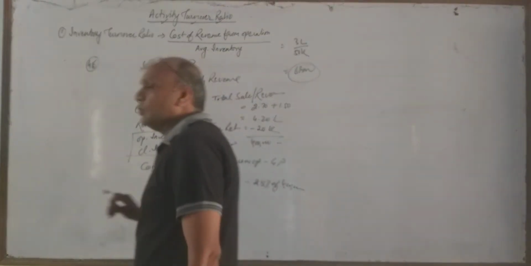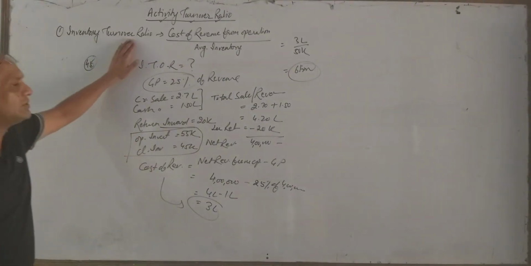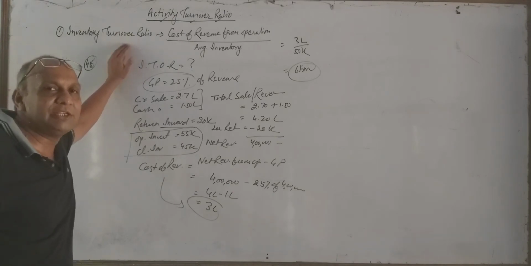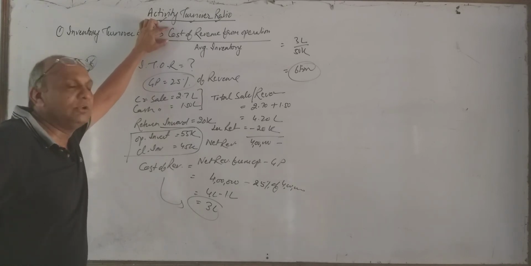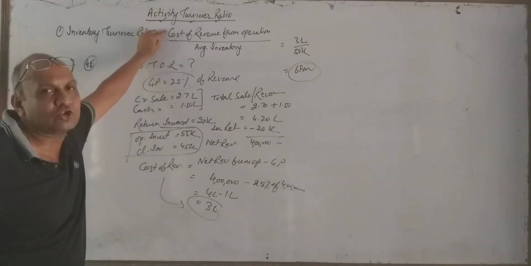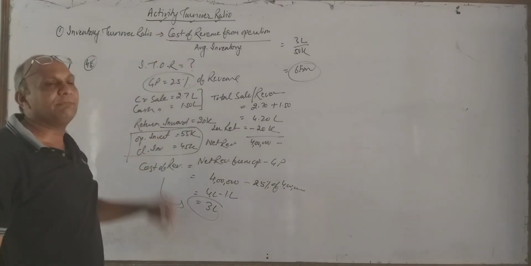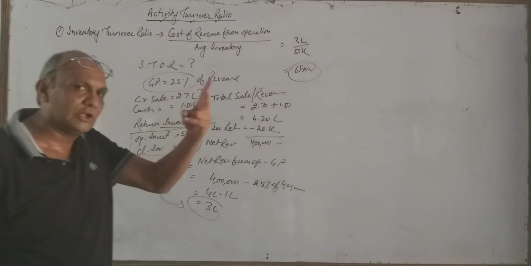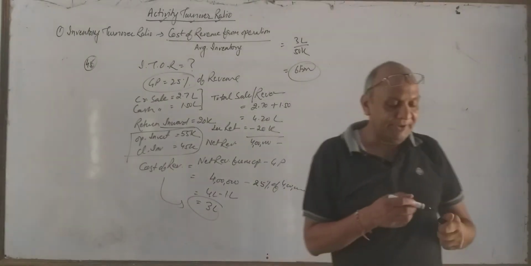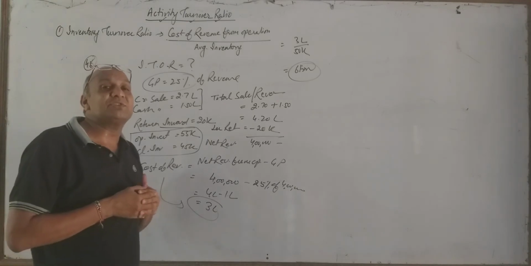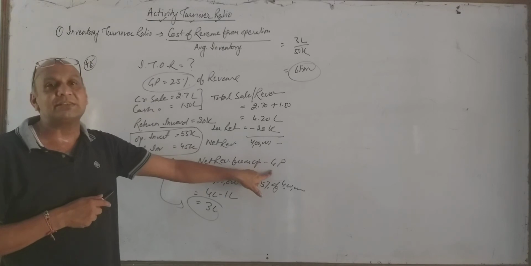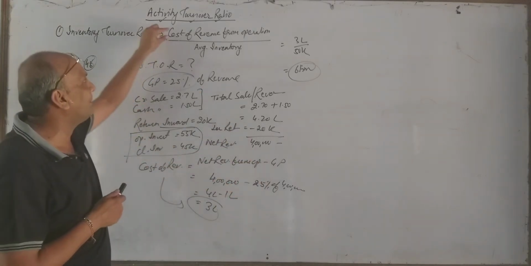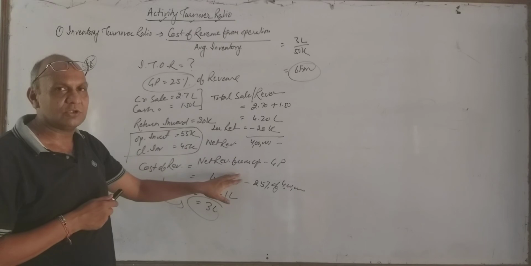Today we did 3 or 4 sum which are related with inventory turnover ratio. This formula is very important. So here, in order to calculate inventory turnover ratio, the main thing is cost of revenue. And I told cost of revenue can be calculated in 2 ways. One is longer formula, opening inventory plus purchase plus direct expense minus closing inventory. And if these items are not given, then another formula I gave to you, net revenue from operation minus GP. So according to situation, we have to apply either longer formula or small formula.